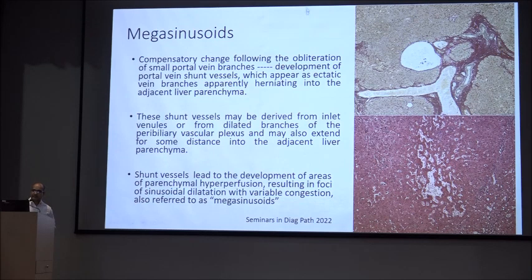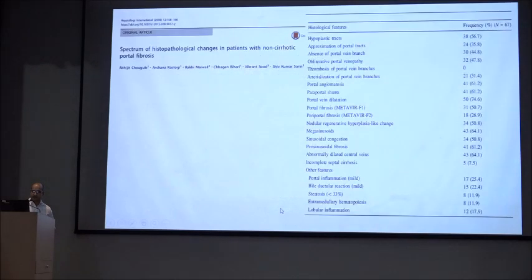Megasinusoids. They will occur when there is aberrant vascular structure outside the portal tract, going into the parenchyma, and these shunted or aberrant vessels will create a hyperperfusion state in the parenchyma. Subsequently it will lead to dilatation of the sinusoids, and these sinusoids may or may not have fibrosis along with them, and they are called megasinusoids with or without fibrosis. And this is the entire spectrum.